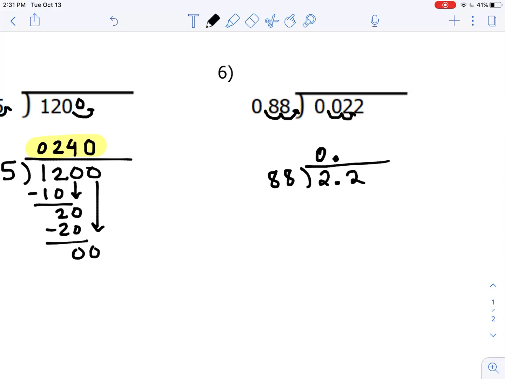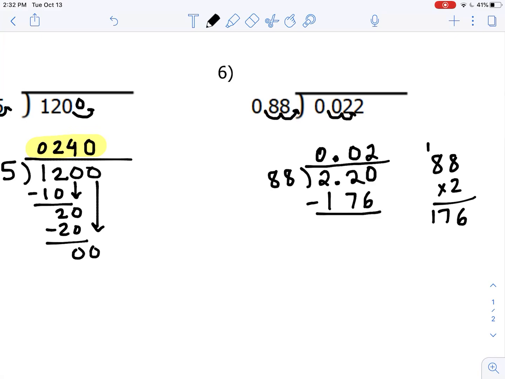We can't make a group of 88 out of 22. I'm going to add a 0 to make that 220. And I know 80 times 3 would give 240. That's too big, so it's got to be 88 times 2. That's 16, carry the 1, and 17. So 176. So it goes in 2 times. That's 176. And when we subtract, we'll get a difference of 44.